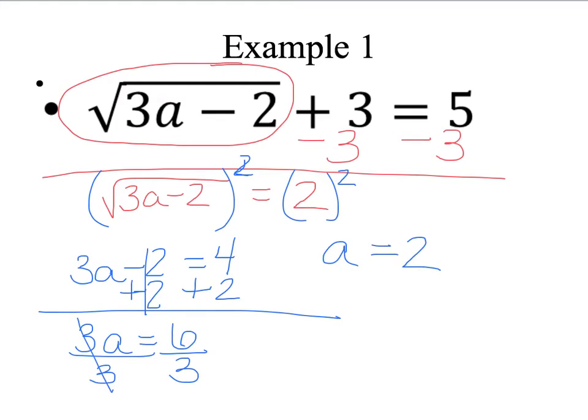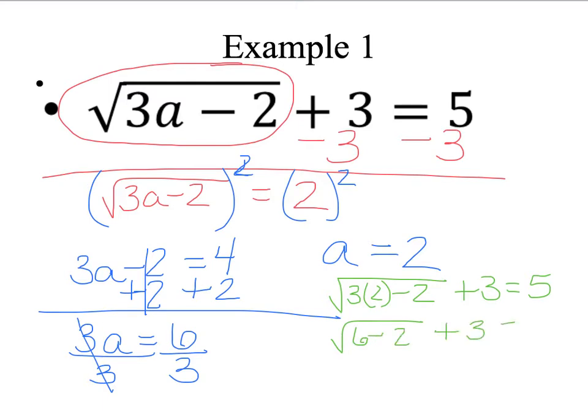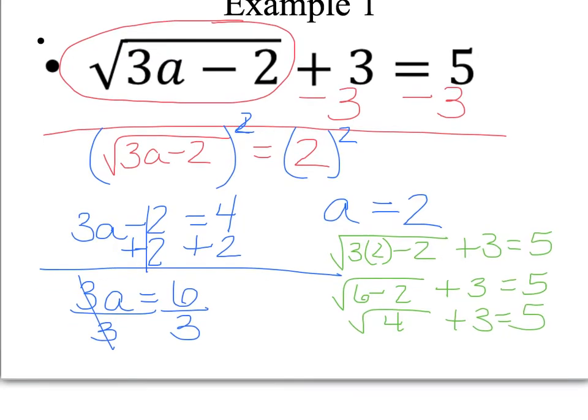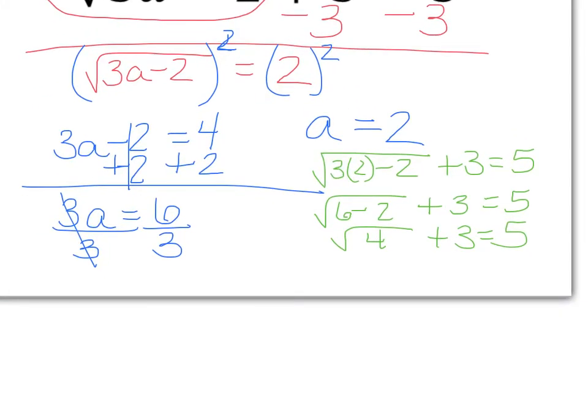Now we should go back and check to make sure that it works. So I'll substitute 2 back into my original problem. 3 times 2 minus 2 underneath the radical, and then plus 3 should hopefully equal 5. Square root of 6 minus 2 plus 3 equals 5. This is the square root of 4 plus 3 equals 5. 2 plus 3 equals 5, and 5 equals 5. So that does, in fact, work.